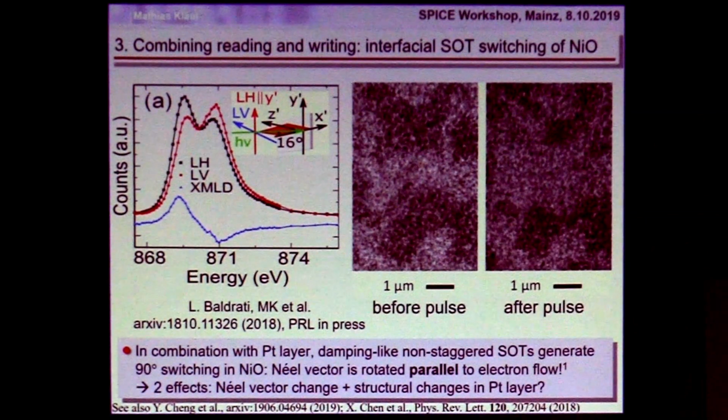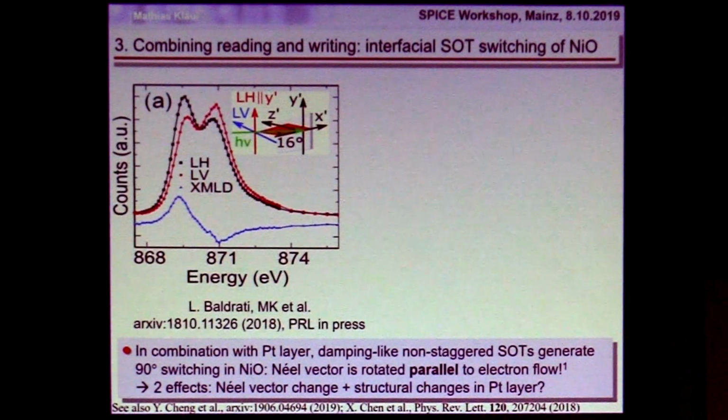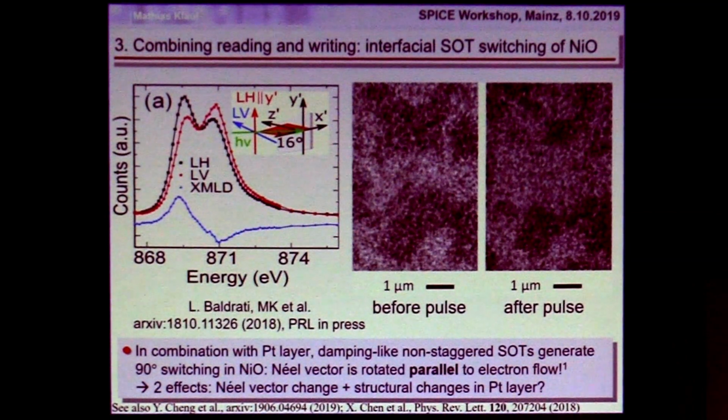And indeed, we see magnetic switching. The magnetic switching actually sets in at the threshold where this type of electrical signal occurs. This is an abrupt, not sawtooth-like, but step-like switching. So then the question is, what is the sawtooth like?